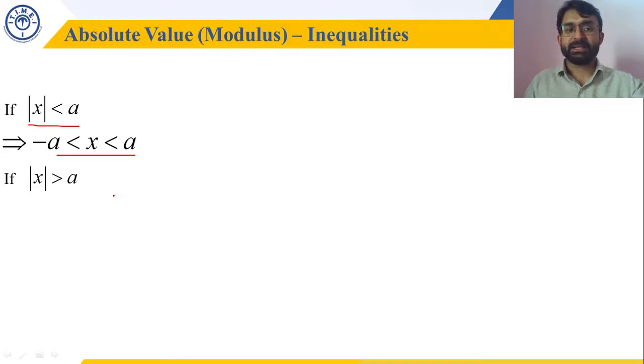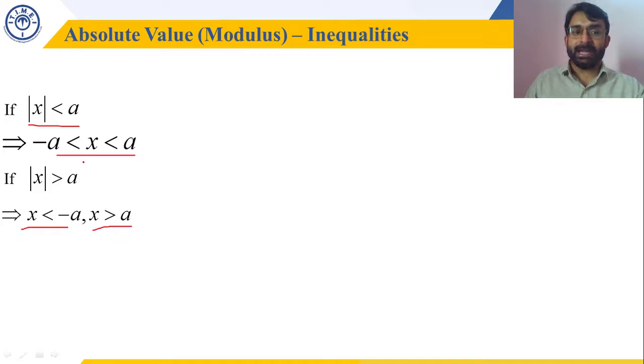Next part is similar to the quadratic expression. When the less than sign is there, the value will lie within the interval. When the greater than sign is there, the value will lie outside the interval. That means smaller than the smaller value and greater than the greater value. So x has to be less than minus a or greater than a. These are the two standard results we have to understand. When mod x is less than a, x is more than minus a and less than a. And when mod x is more than a, x is less than minus a or x is greater than a. I hope this is making sense.